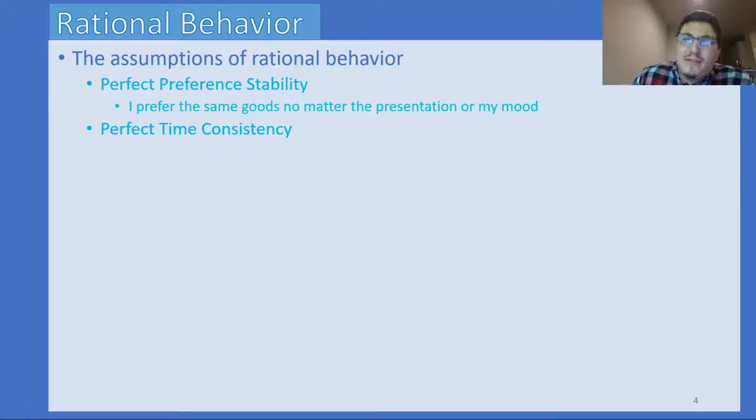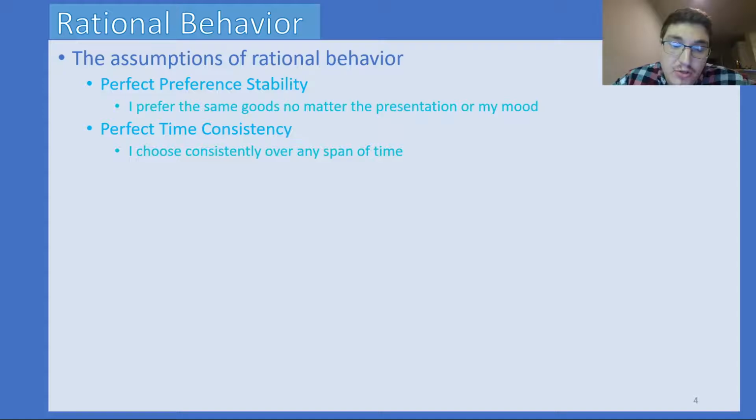Now, perfect time consistency says that I'm going to look on spans of time the same. I'm going to choose consistently over any span of time. If I'm going to make a decision that affects me now and 10 years from now, I'm going to make a similar choice to a decision that affects me now and 1 year from now, or now and maybe 1 minute from now. I'm going to treat those spans of time similarly. And we're going to work with those sort of intricacies. That's going to be the first topic that we cover, because this ends up being one of the simplest concepts of behavioral economics to present.